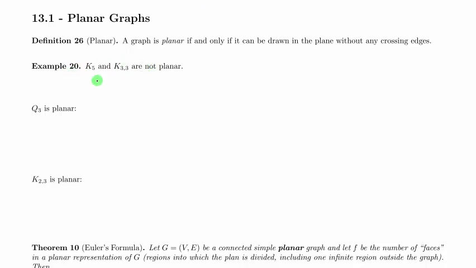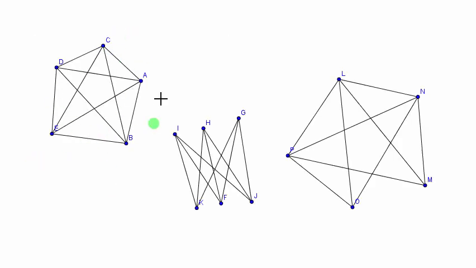Now, two key examples that we're going to look at are K5 and K3,3. And let me pull those up in GeoGebra so we can manipulate them. So here we have K5, here we have K3,3. K5, remember, is the complete graph on 5 vertices. We have all possible edges that we can draw while still having a simple graph. K3,3 is the complete bipartite graph with 2 sets of 3 vertices each, drawing as many edges as possible between each vertex and the vertices in the other set.